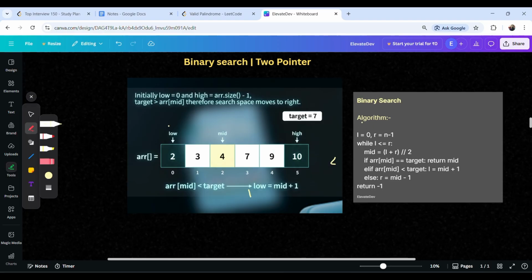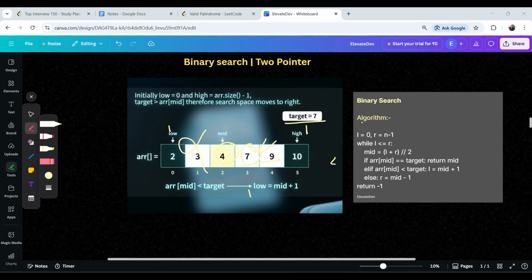One pointer is at the starting, one pointer is at the ending. If you have to find the target, then it is going to compute the middle position. It will check, okay, you have to find 7, but the middle position is lesser. So you are going to discard the left half and just move towards the right half. And in that case, at the right half, you are going to find the target like this.